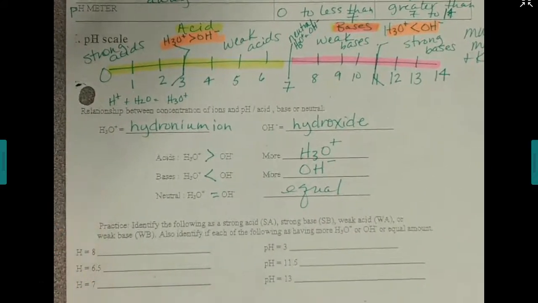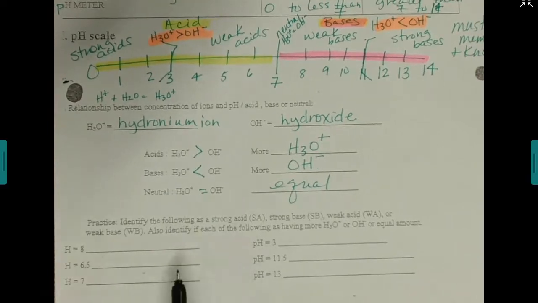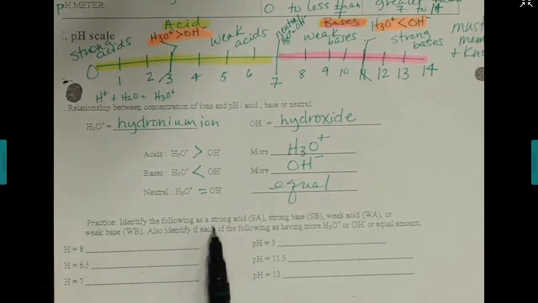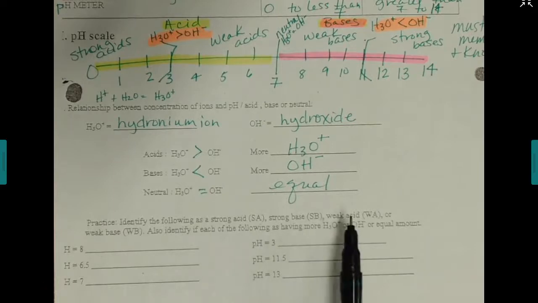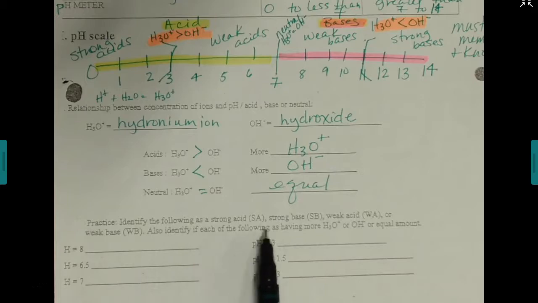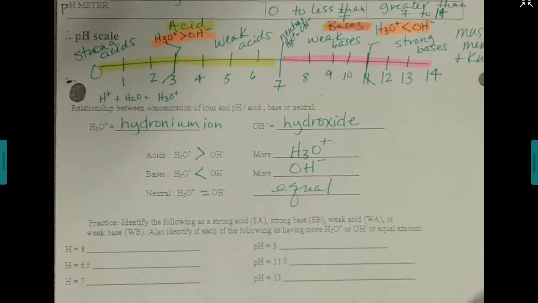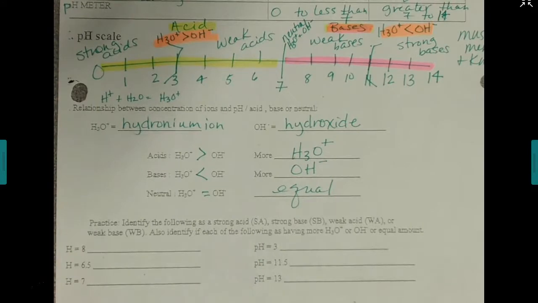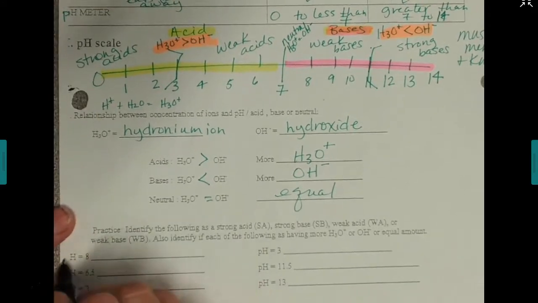Okay, so I want you to stop for a second, pause this and practice these on your own. Yes, you can cheat and continue the video, or you can actually practice this and try to learn it. So practice, identify the following as a strong acid, a strong base, a weak acid, or a weak base. Also identify if each of the following has more hydronium or hydroxide or an equal amount. Again, it's your choice to pause the video and practice or continue.